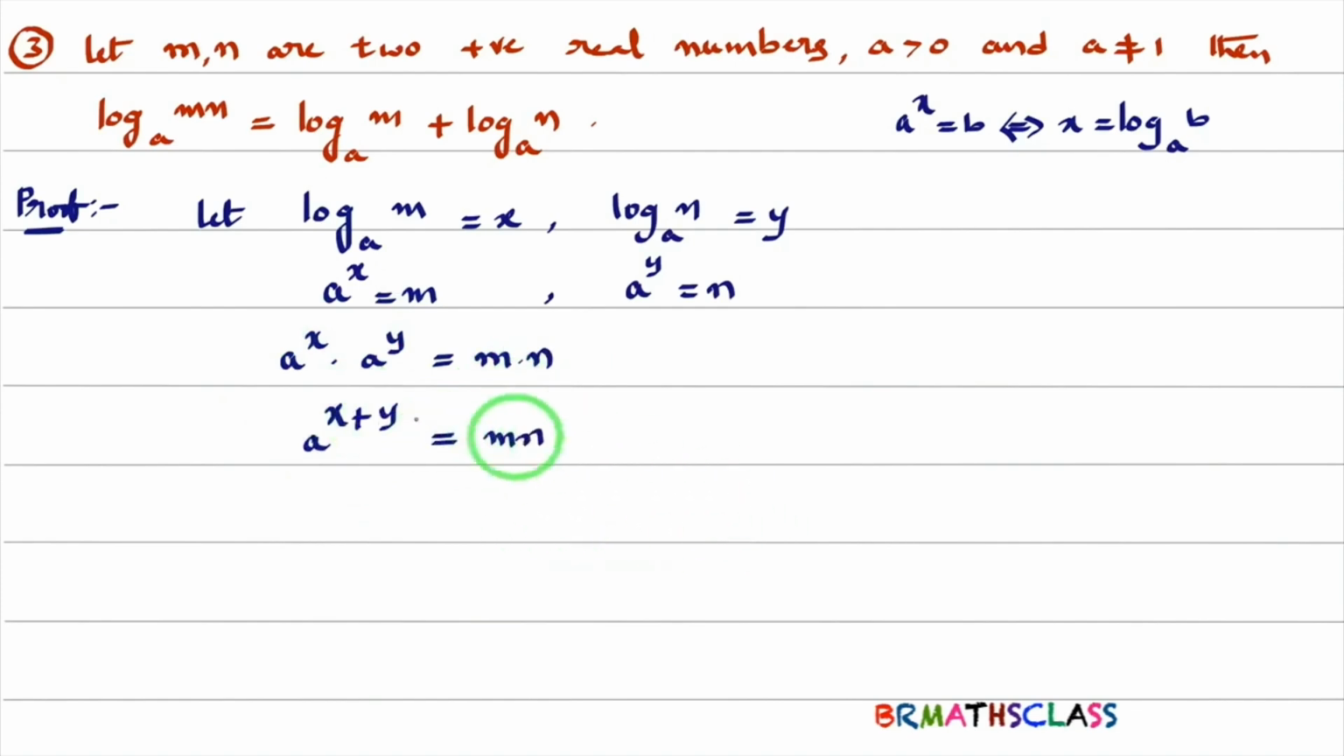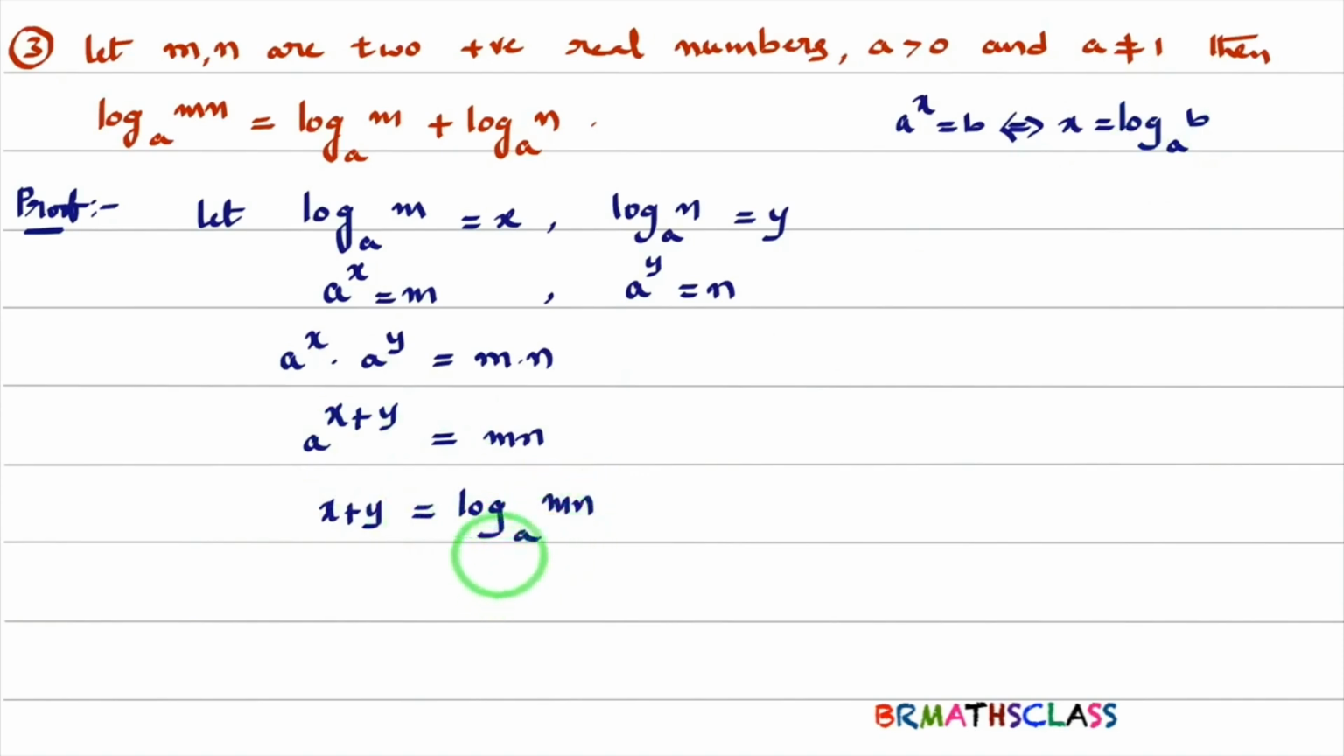Okay. Now, you observe, it is of which form? Observe this carefully. Imagine this x plus y as x. A power x equal to, imagine this as b. This is of which form? A power x equal to b form. So from the definition of logarithm, it can be written as x equal to log b base a. So this can be written as x plus y equal to log mn base a.